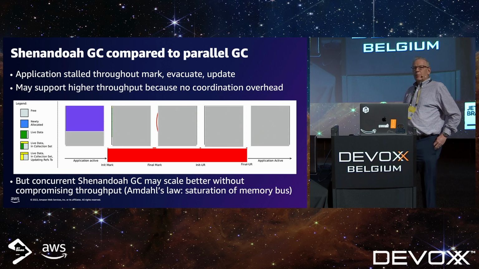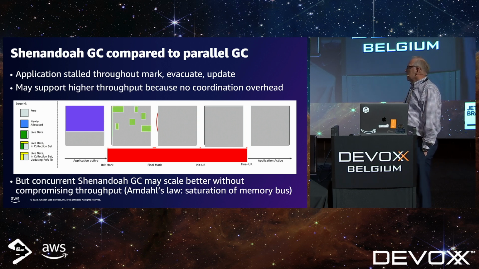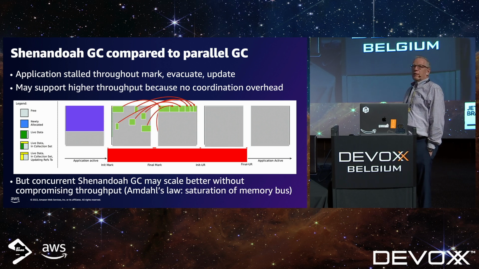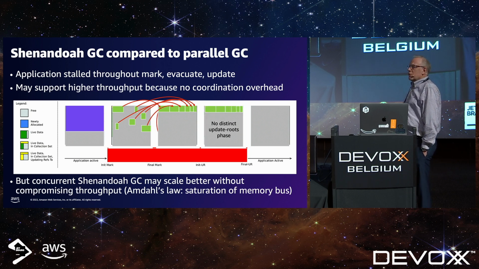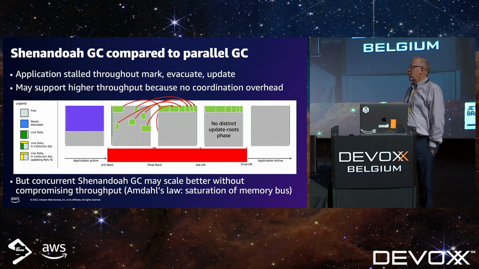I want to briefly compare this with parallel garbage collection. In parallel garbage collection, you have a long stop-the-world phase to do all of the garbage collection. So all these 3 phases that I called concurrent with Shenandoah are now stop-the-world phases. We do the marking while everything is stopped. We relocate things while everything is stopped. And then there's no distinct update references phase. So this can be hundreds of milliseconds at a time of a pause.